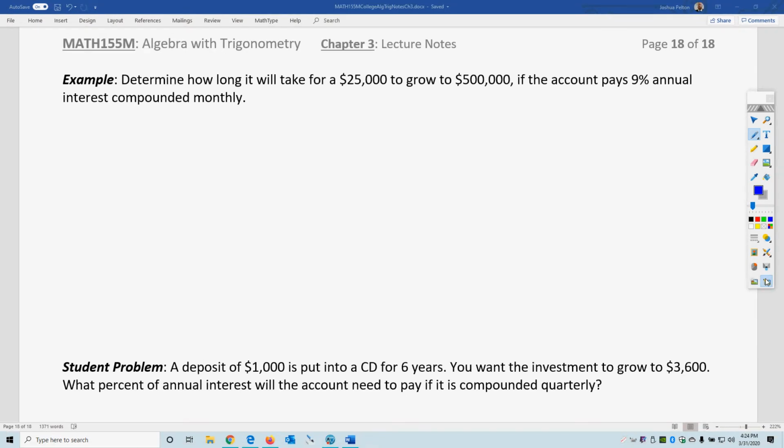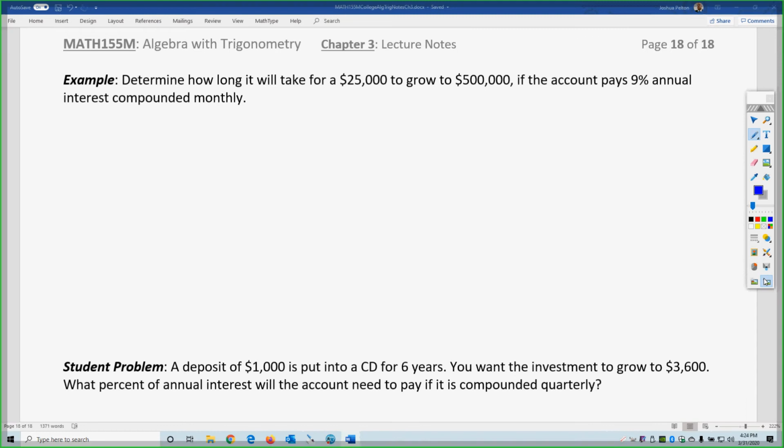Okay, so in this case, if we read the problem, we have $25,000. We want to grow it to $500,000, and it pays 9% annually, compounded monthly, which says 12 compounds. So we need this formula here, A equals P times (1 plus r over n) to the nt, because we have 12 compounds per year. So we need that n.